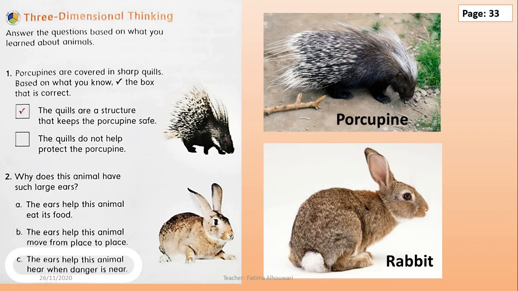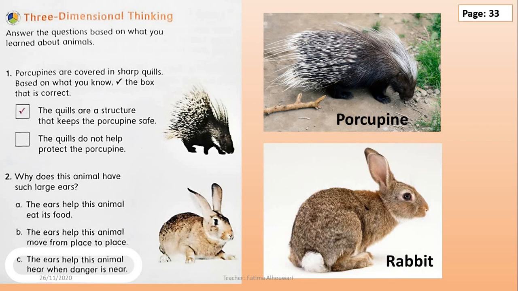Just like a human, the rabbit uses its ears to hear. But for the rabbit, its ears are so long and so large to hear more. And that helps the rabbit know when danger is near. So the rabbit can run away and keep away from the danger. Interesting.